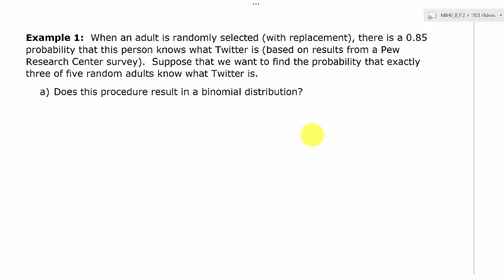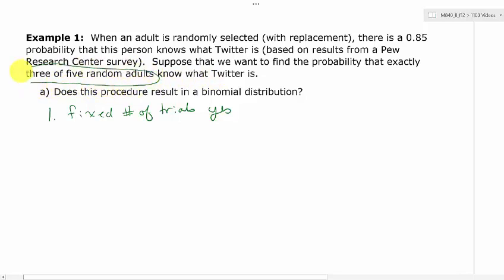Does this procedure result in a binomial distribution? So we need to check those 4 conditions that we looked at the very beginning. So the first one is, is there a fixed number of trials? And the answer to this is yes, there is a fixed number of trials. So we want to find the exact probability of 3 of 5. So this is the fixed number of trials.